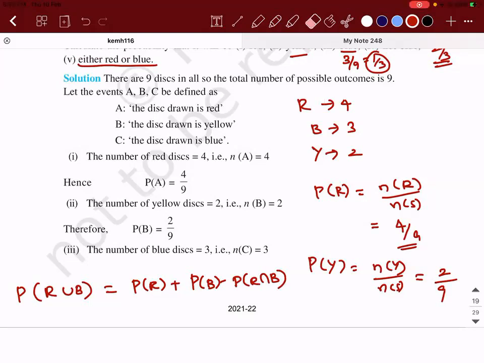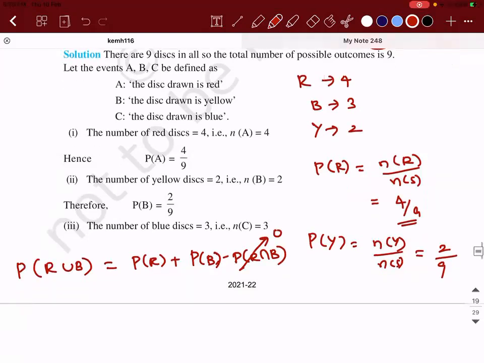Why is it 0? Because we are picking only one disc at a time. We are picking one disc. Had the question been 2 discs, it would have become tricky. So here it is 0.